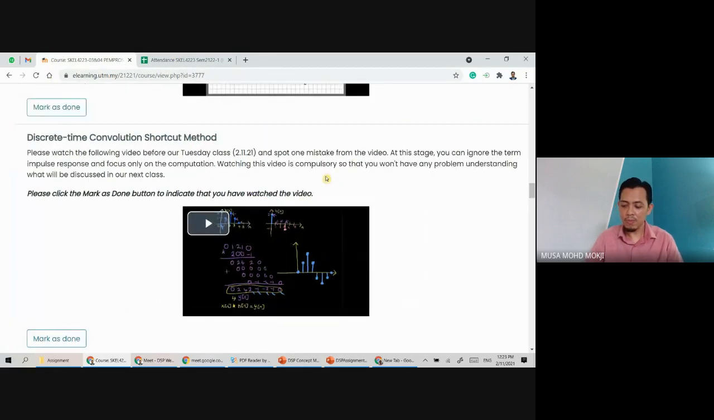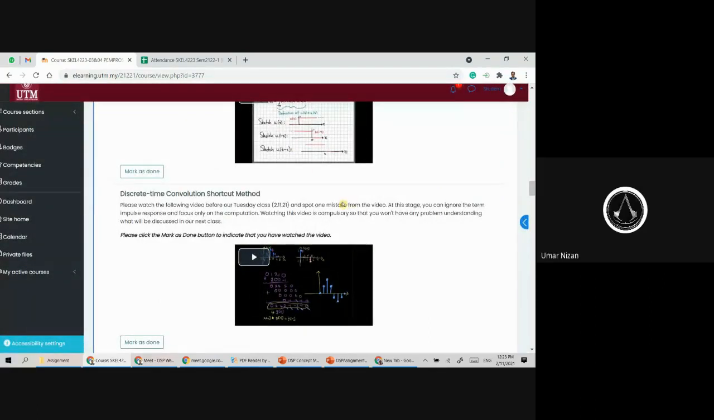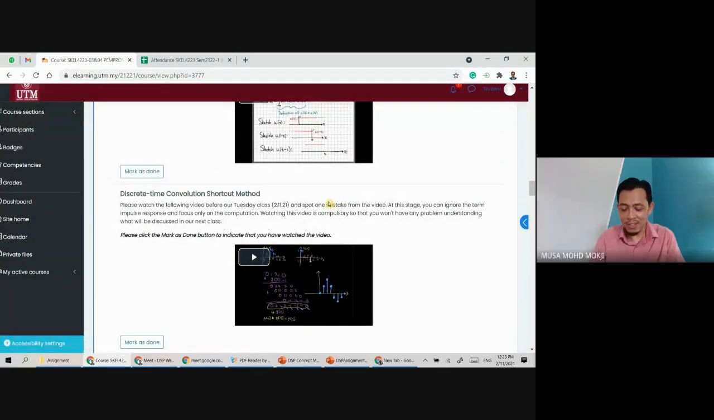So what do you think? Which one is easier? Discrete, for sure. For sure, discrete is easier, right? So that's why in DSP you should get A. At least A minus. Yeah. So most of you should get A plus.